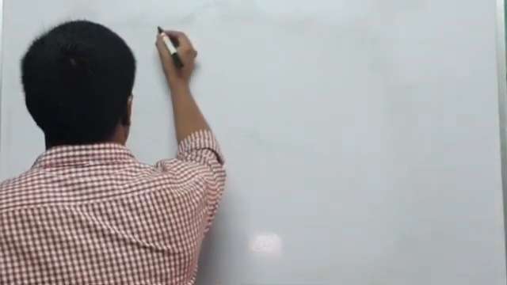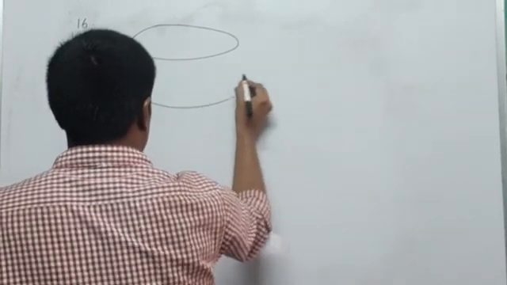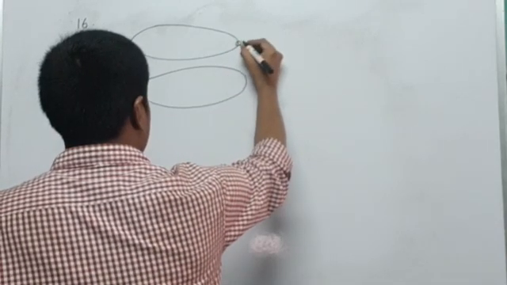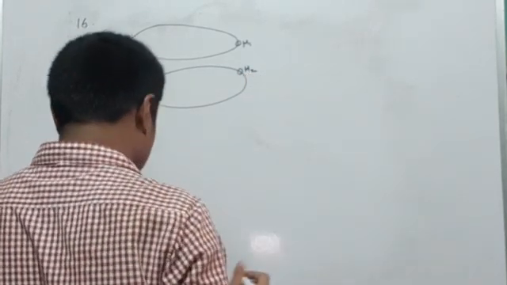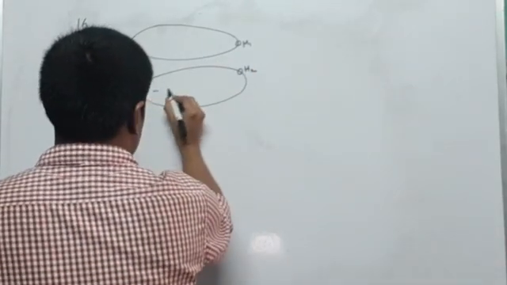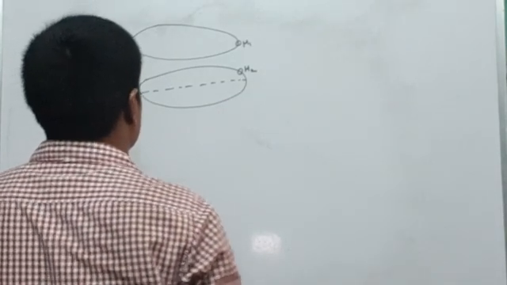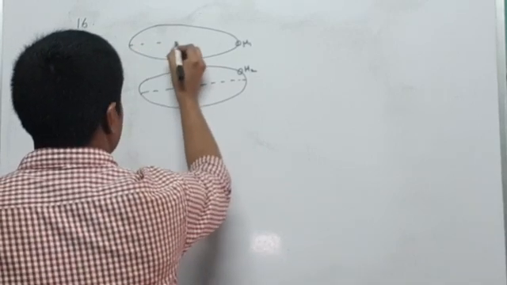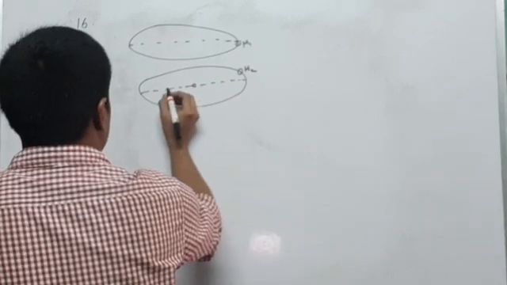So there are two planets, P1 and P2, of masses M1 and M2, which revolve around the Sun in elliptical orbits. So as we know from celestial mechanics, the Sun is always located at the foci of the elliptical orbit.